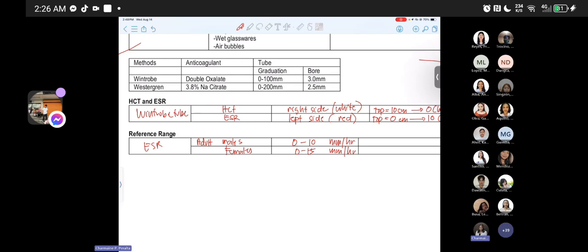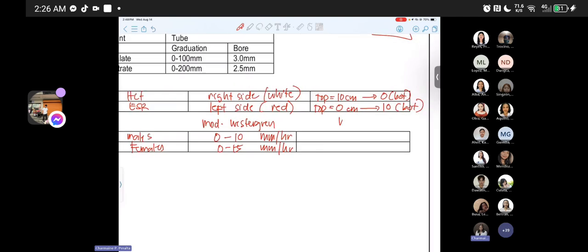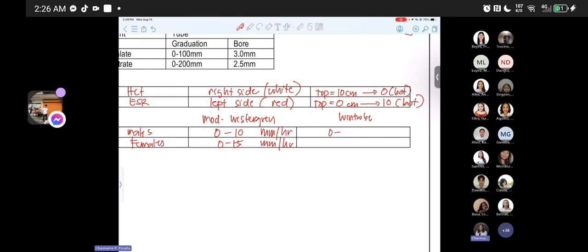Itong 0 to 10, if ang ginamit na method is modified Westergren. Kapag ang ginamit na method is Winthrop tube, ang normal value is 0 to 9 millimeter per hour. For females, 0 to 20 millimeter per hour.